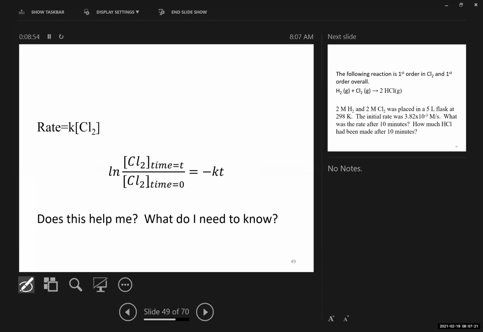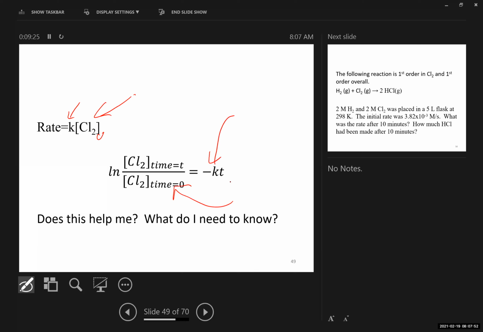And of course, either one of those could be used depending on what I'm trying to calculate, right? But both of them depend on knowing the rate constant. In this case, I would need to know the rate constant. This is technically probably the initial rate, or initial concentration, but at the very least, it's chlorine at a specific point in time, right? In this case, I need to know K, and usually I need to know this.